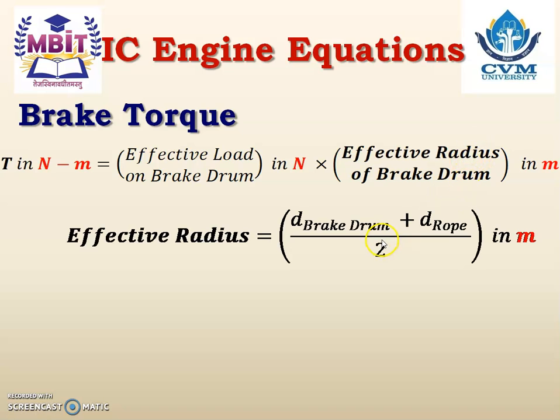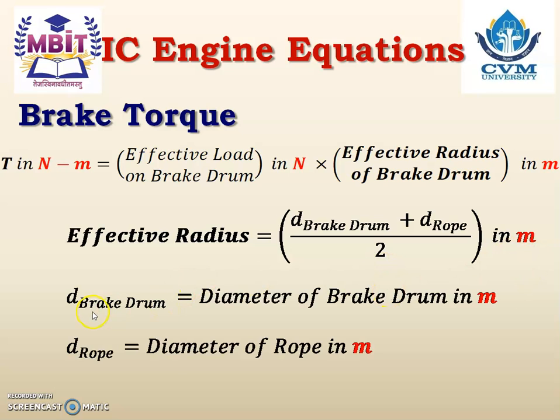Effective radius of brake drum. The effective radius of brake drum is equals to diameter of brake drum plus diameter of rope divided by 2, and it is in meter. D brake drum is the diameter of brake drum in meter, and D rope is the diameter of rope in meter. Sometimes they don't give the data for the D rope. So if they have not given us the data for the D rope, we can neglect it and use only the diameter of brake drum. So we can neglect the data whichever has not been given.